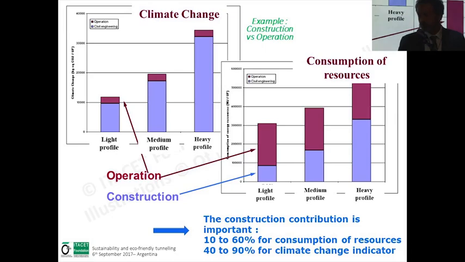So the construction contribution is important: 10 to 60% for consumption of resources, 40 to 90% for the climate change indicator. This is just an example with only a few elements that have been considered. Of course, if we add all the elements in the evaluation, there could be some difference. But the main conclusion at this point is that there is not one phase which is far more important than the other, where one is to be considered and the other can be forgotten. No, both construction and operation are important, whatever the indicator you take into account.